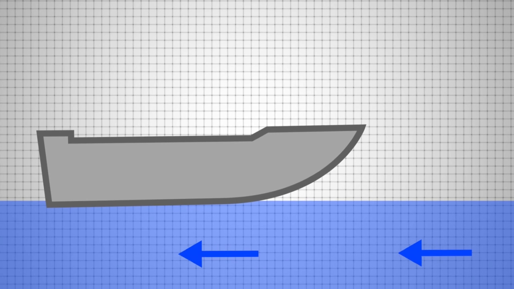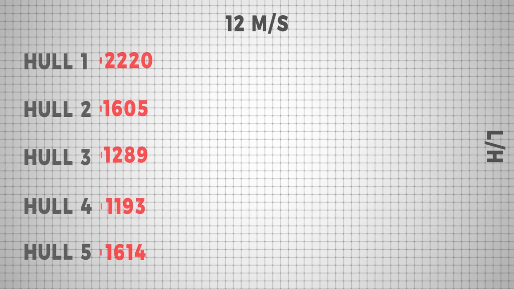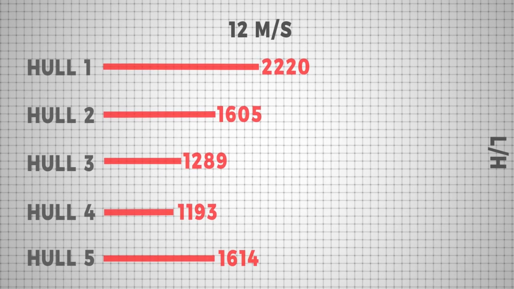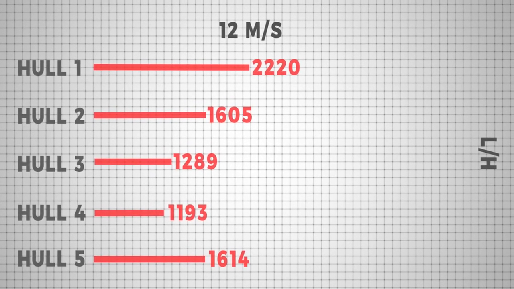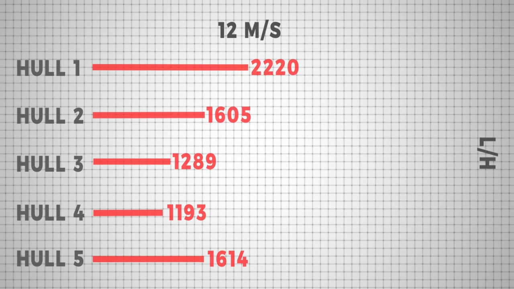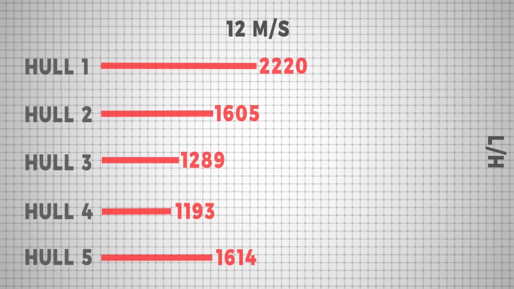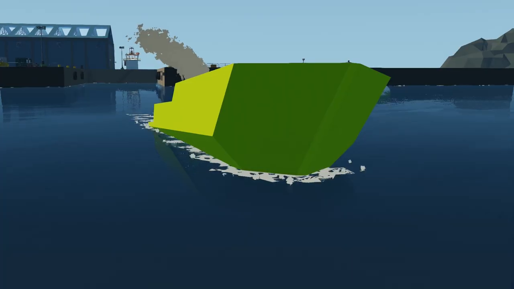The next speed I tested was at 12 meters per second, or 23 knots. At this velocity, hull 1 achieved 2,220 liters per hour, hull 2, 1,605, hull 3, 1,290, and hull 4, 1,193, and hull 5 at 1,614.